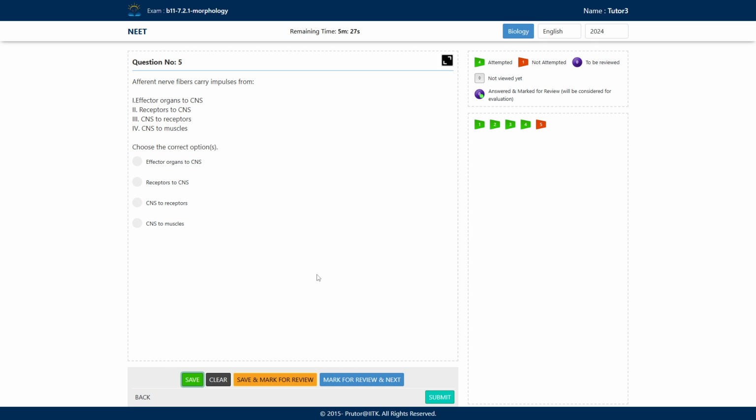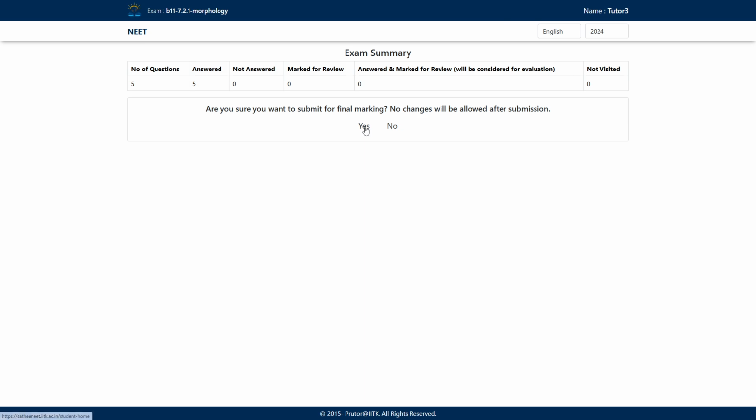Last question. Efferent nerve fibers carry impulses from where? A, effector organ to the CNS. Second, receptor to the CNS. Third, CNS to the receptors. And fourth, CNS to the muscles. So they are talking about the efferent nerve fiber. It is always from the receptor to the CNS, right? So receptor to the CNS, this is the correct answer. We will save it, submit the test and see the result.